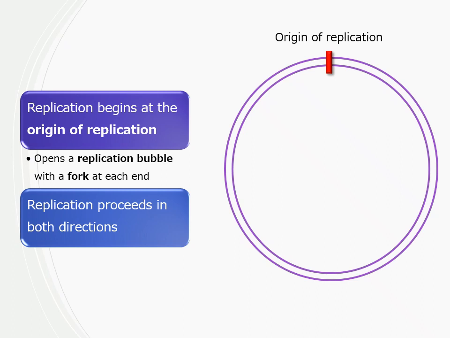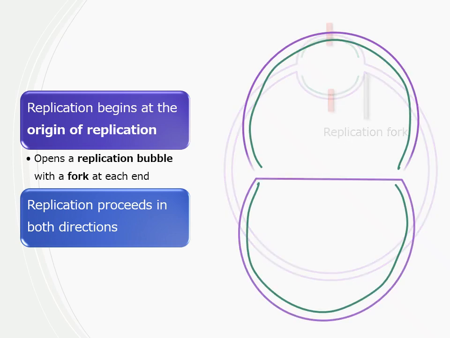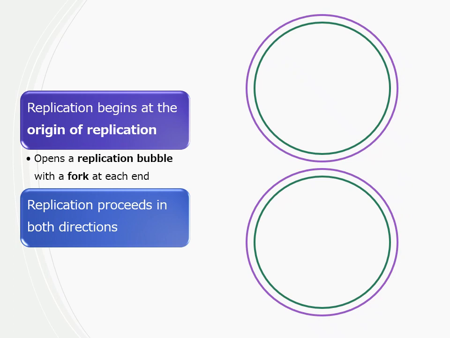The DNA strands will begin to be separated, opening up a replication bubble around the origin, with a replication fork at each end. Replication will proceed in both directions, moving away from the origin towards the replication fork. As the fork proceeds along the chromosome, parent strands will continue to separate, with new strands being synthesized to complement them until the entire chromosome has been replicated and separates into two daughter molecules, each comprised of one old and one new strand of DNA.